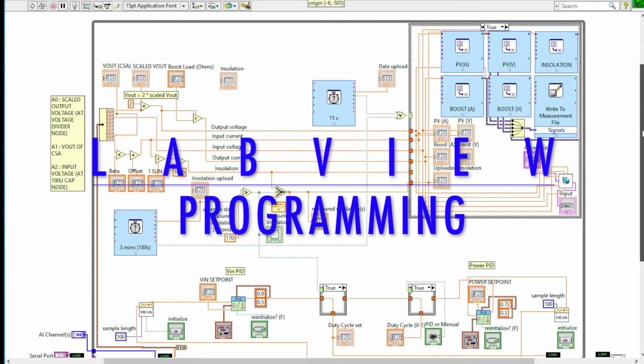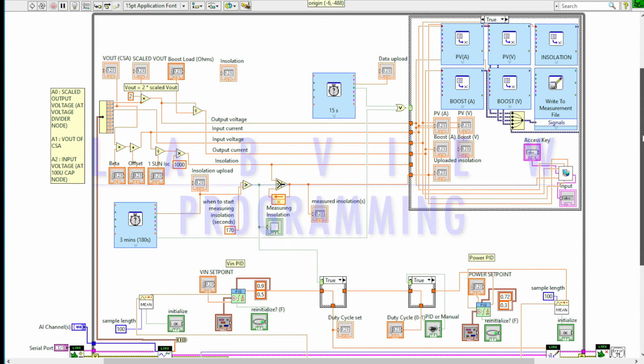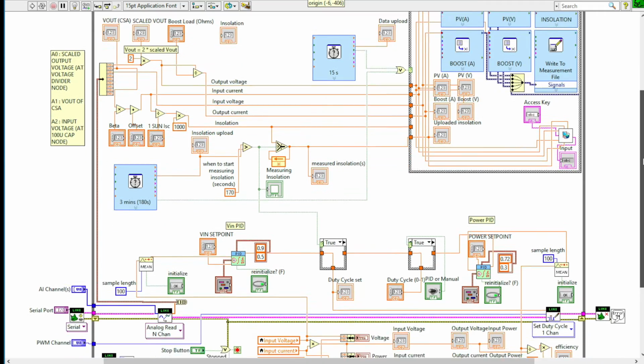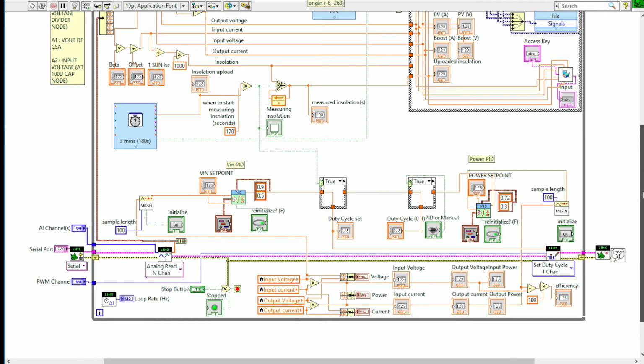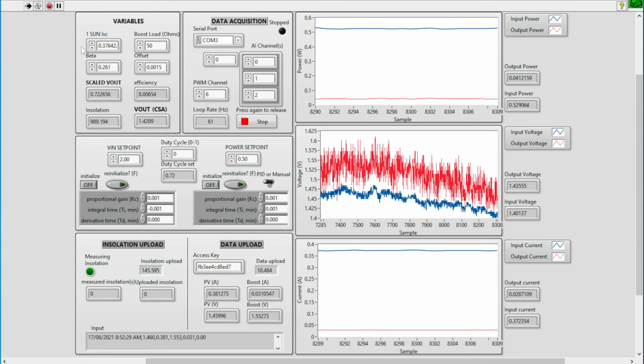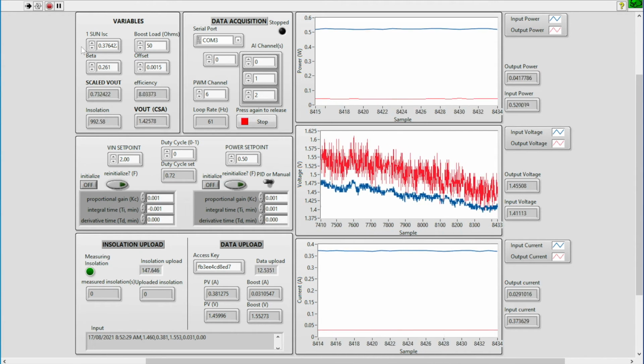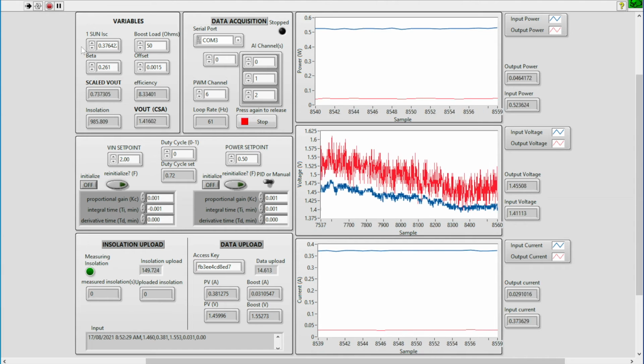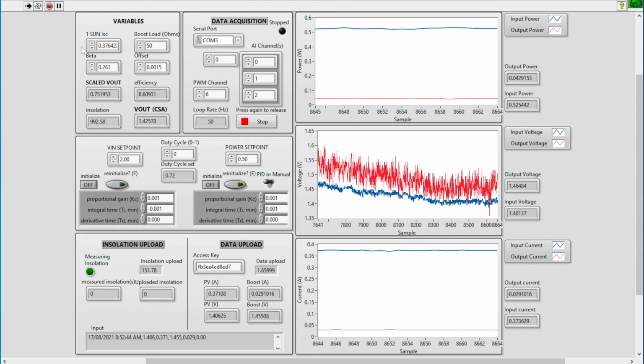As per project guidelines, the LabVIEW has a PID that can adjust the output power to the required value by varying the duty cycle both manually and automatically. New data values are uploaded to the cloud every 15 seconds, with the exception of insolation, which is uploaded every 3 minutes.